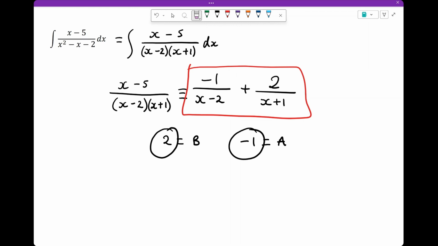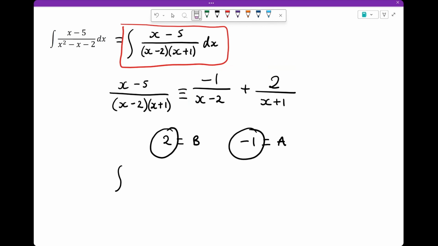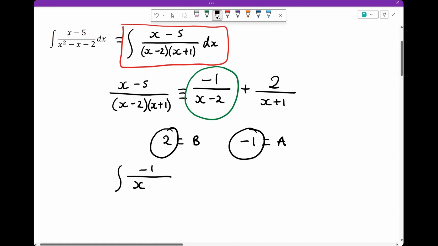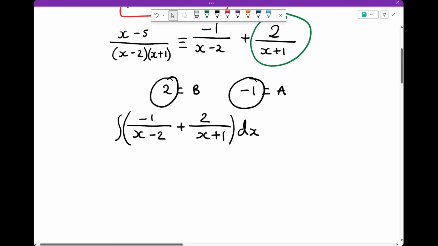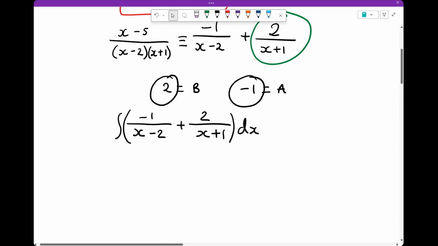So what I can now do is go back to my integral and rewrite the fraction in the integral in terms of its partial fractions. So I would get the integral of negative 1 over x take 2, and then plus 2 over x plus 1. And because we've got multiple terms, I should put it in brackets and then write the dx out here like that. But now what we can do is focus on integrating each of our fractions individually because they're separated by addition.